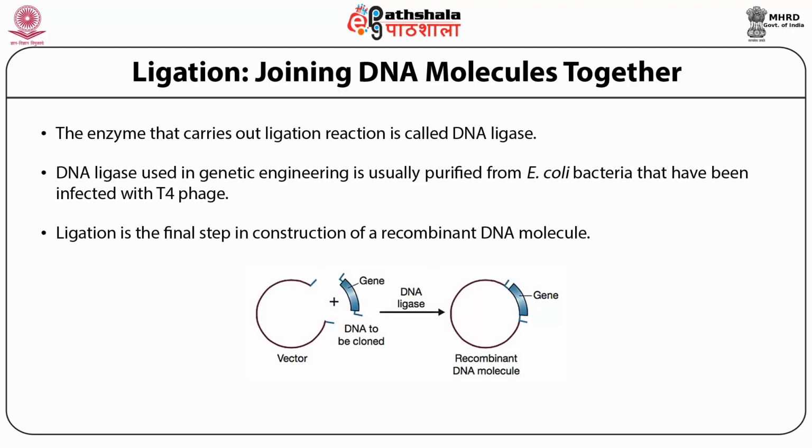Here, the picture at the bottom shows a vector and a gene fragment. Both are mixed together with DNA ligase and an appropriate buffer containing ATP. They are incubated at a low temperature, 4 to 14 degrees, depending on the type of enzyme you are using and the efficiency of the enzyme. When the ligase reaction is performed, the DNA insert is joined with the vector molecule, forming a recombinant DNA molecule.